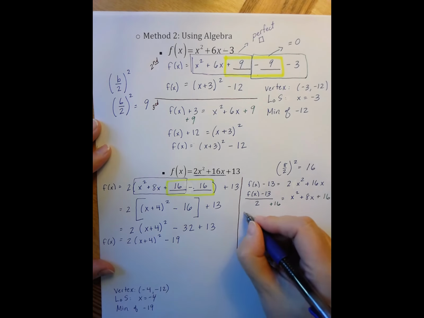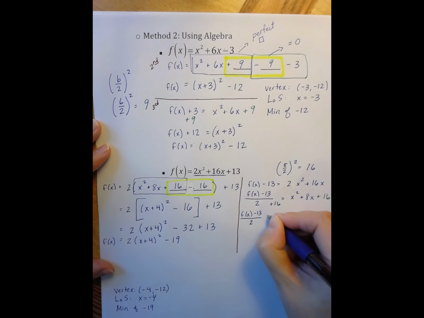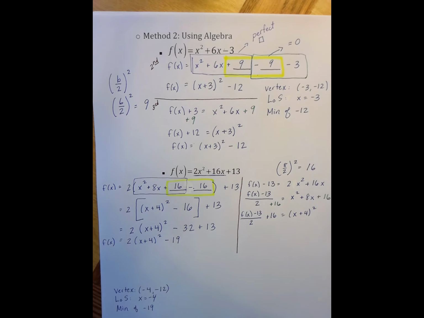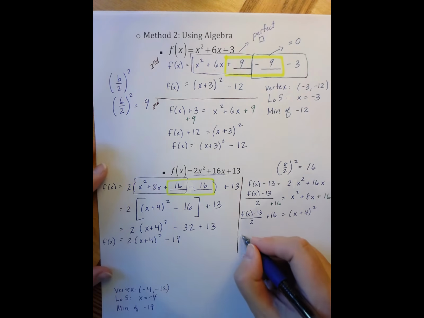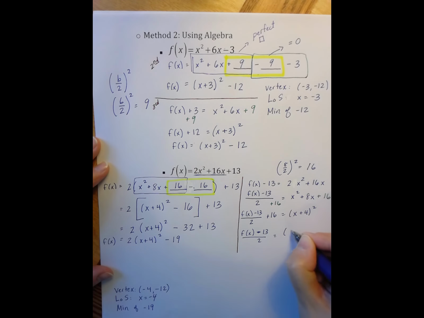Now I have (f(x) − 13)/2 + 16 = (x + 4)². And now I need to move everything that's next to the f(x) over to the other side. So the first thing I'm going to move is my 16. So (f(x) − 13)/2 = (x + 4)² − 16.